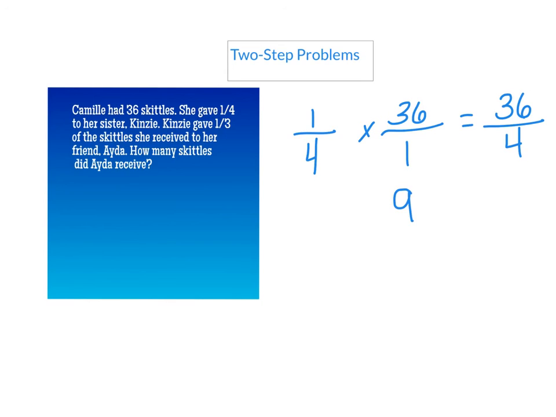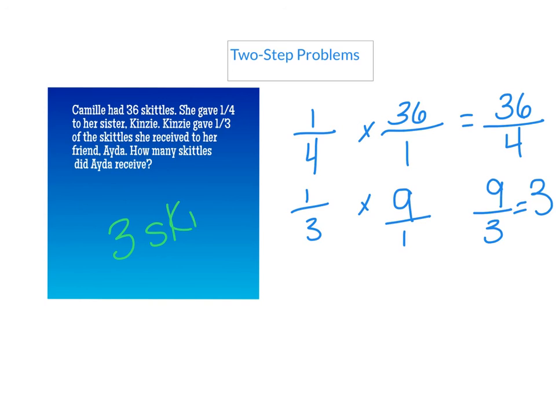And then she gave her friend Ada 1/3. So 1/3 of 9. 9 times 1 is 9. 3 times 1 is 3. 9 divided by 3 is 3. So Ada received 3 Skittles. Poor Ada.